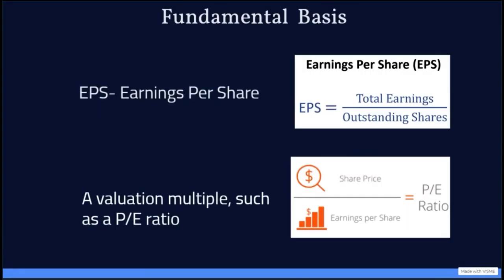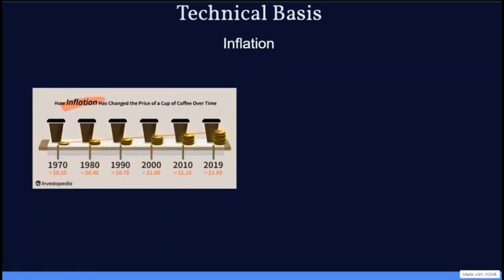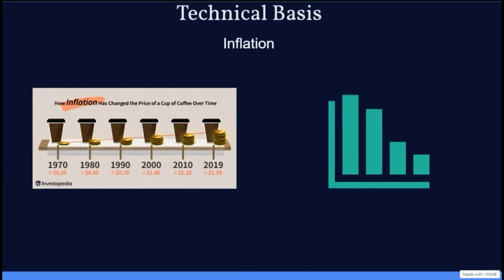Now let's talk about forces that move stock prices. In an efficient market, stock prices are determined primarily by fundamentals such as an EPS or a PE ratio. Now that we discussed the fundamentals, let's talk about the technical basis. Let's start off with inflation. When inflation increases, purchasing power decreases and each dollar can buy fewer goods and services. This can lead to revenues going down and even stock prices.